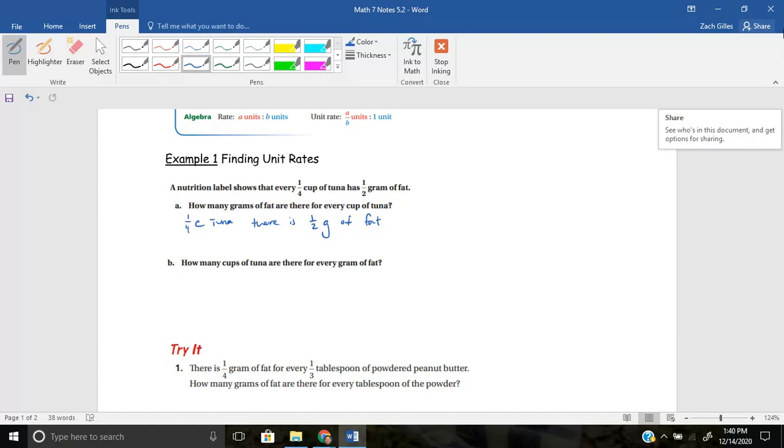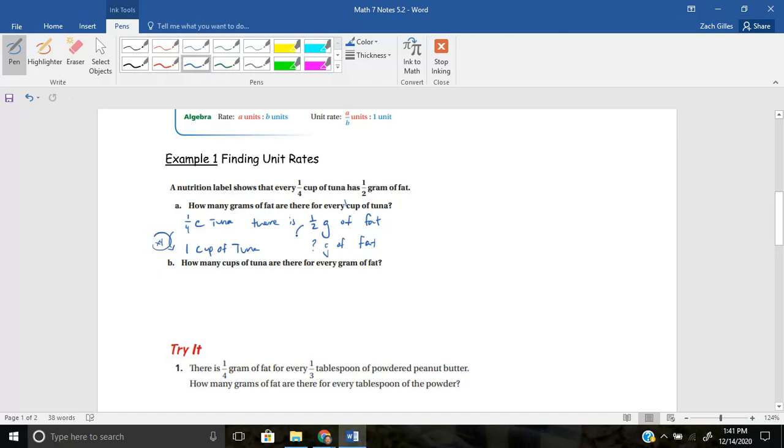Letter A says, how many grams of fat are there for every cup of tuna? So it wants to know for every 1 cup of tuna. Well, I know that in a 1/4 cup, there's a 1/2 gram of fat. But this is saying, how many grams of fat are there in 1 cup of tuna? Okay. Well, how could I compare these two? Well, I know that to go from 1/4 to 1, I just multiply by 4. It's 4 times as big.